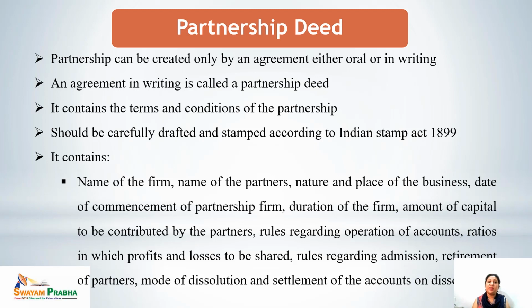What the partnership deed includes: name of the firm, names of the partners, nature and place of the business, date of commencement of the partnership firm, that means from when the partnership firm is going to work, duration of the firm if it is for a fixed time period, amount of capital to be contributed by the partners, rules regarding operation of accounts, that means who will see the operation of accounts and who can have the copy, and ratios in which profits and losses are to be shared.